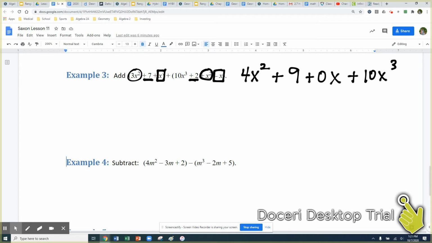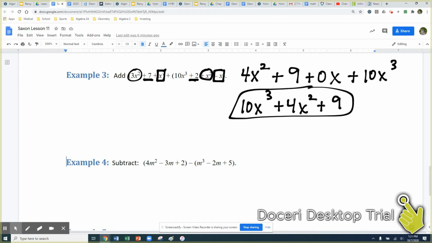So the second method, and sorry it's so small up here, but you can kind of look at your own, is finding where the x squared term matches up. We can add those together, add the constants together, add the x with the negative x, get 0x, and then add that 10x to the third. The last thing then is put it into standard form, so we'll get 10x to the third plus 4x squared plus 9. So now we're back into that standard form.